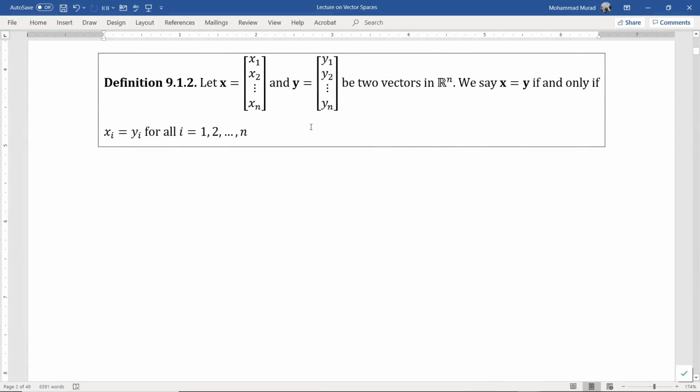Definition. Let x and y be two vectors in Rn with components as shown. We say x equals y if and only if x sub i equals y sub i for all i equals 1 to n. Meaning that the first component of x is equal to the first component of y, the second component of x is equal to the second component of y, and so on.